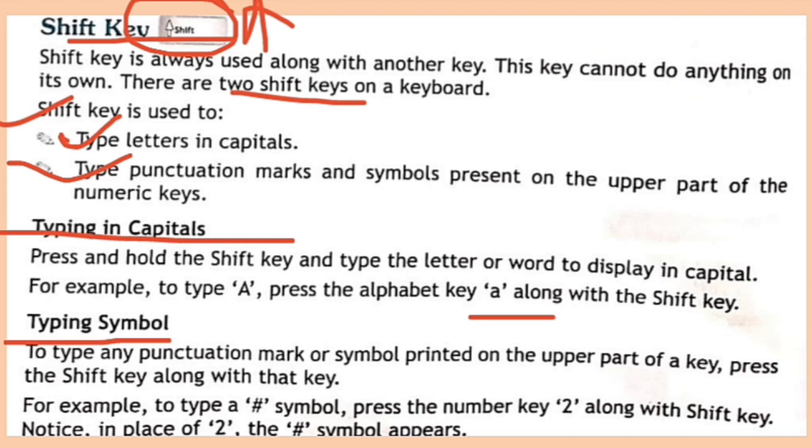And in the same way, if we want to type a symbol that is on a number key, what will we do? We will press the Shift key plus that number. Like here, if we press Shift key and 2, what will appear? This symbol will appear, because this symbol is there on number 2. So when we press Shift plus 2, this symbol will appear in our document. I hope the use of the Shift key is clear.